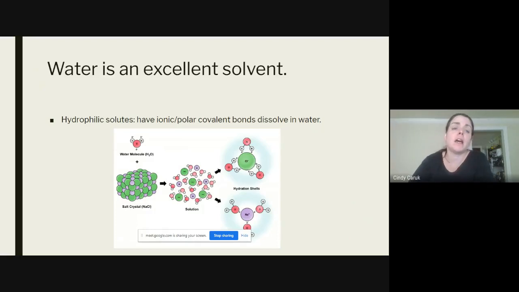The fact that hydrophilic solutes can dissolve in water is why water is an excellent solvent. And that's why, for instance, you look at your blood, it has a lot of water in it, right? Because you need to transport sodium ions, potassium ions, right? You need to transport food. So all of that can be easily transported through your blood because a good percent of your blood is water, and it's a good solvent for that.